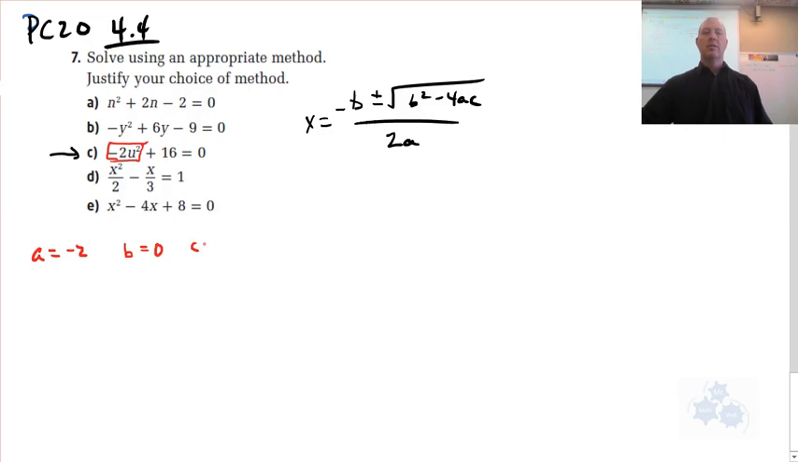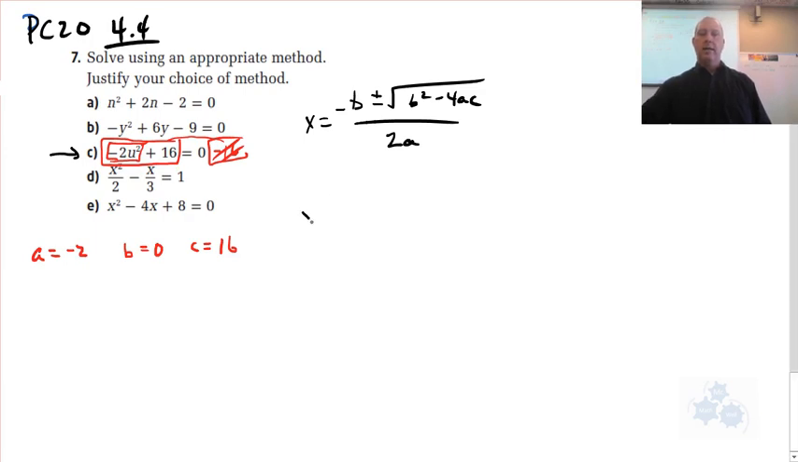And c is going to be the constant, right? That's on the same side of the equation as all the other terms. So if it was minus 16 over here, you'd have to understand that you have to move this over, and c would be positive 16. Okay? So a, b, and c all have to be on the same side of the equation. That's important. Then we just fill everything in.